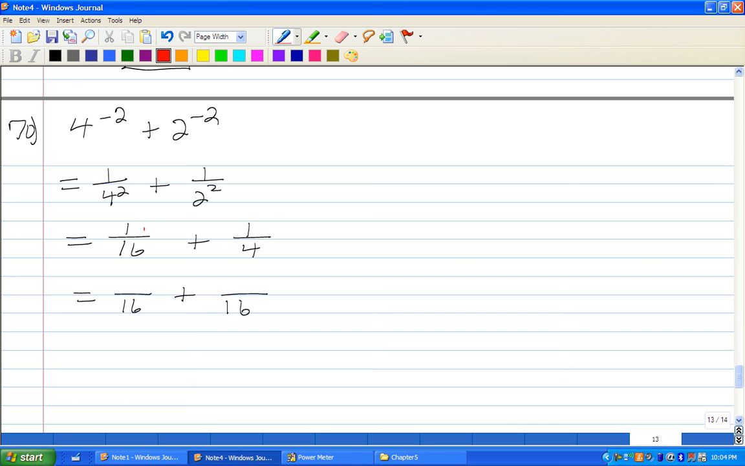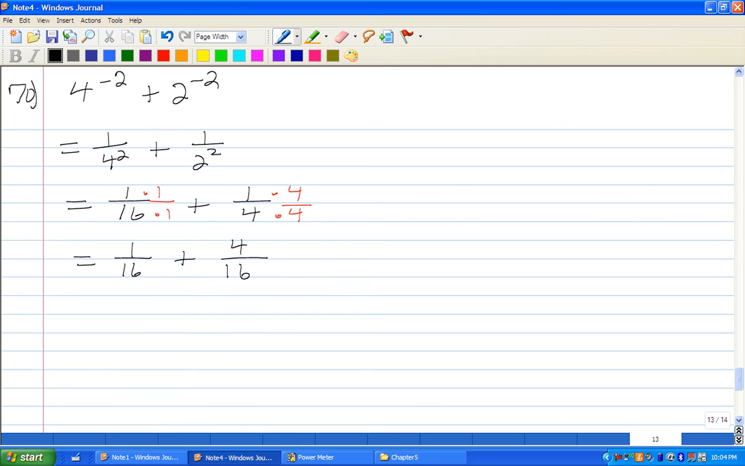16 divided by 16 is 1. Let's multiply and divide by 1. 16 divided by 4 is 4. So let me multiply and divide by 4. And so I get 1 over 16 plus 4 over 16. I have the same denominator, 16. Let's add numerators. 1 plus 4 is 5. And so I get 5 over 16.